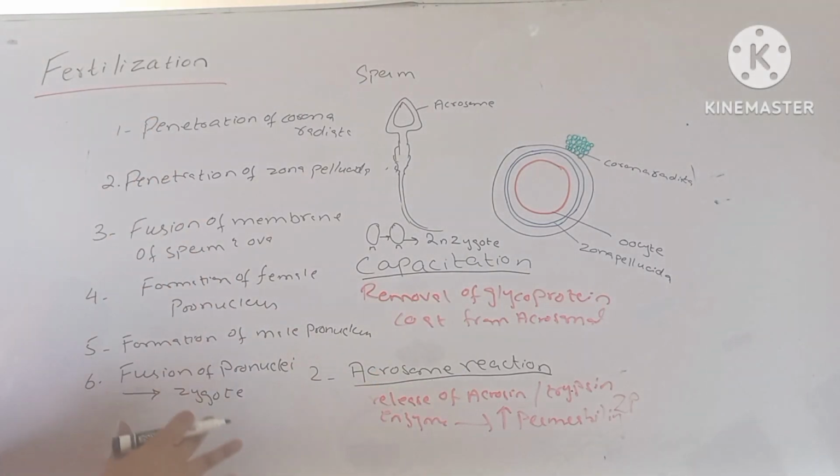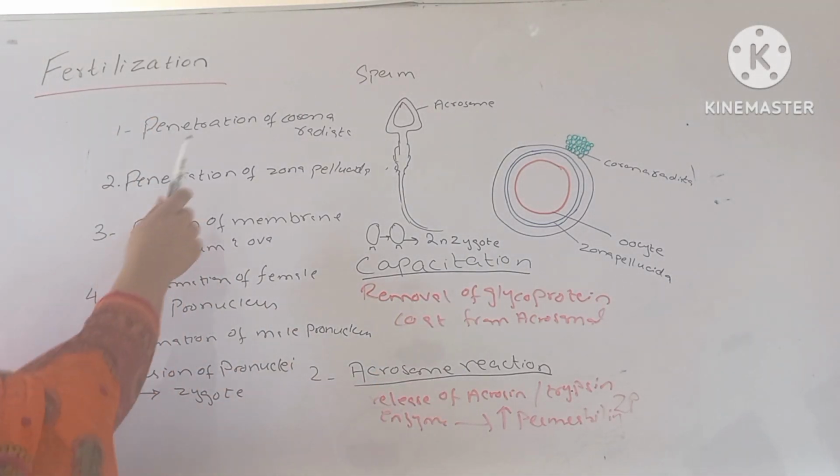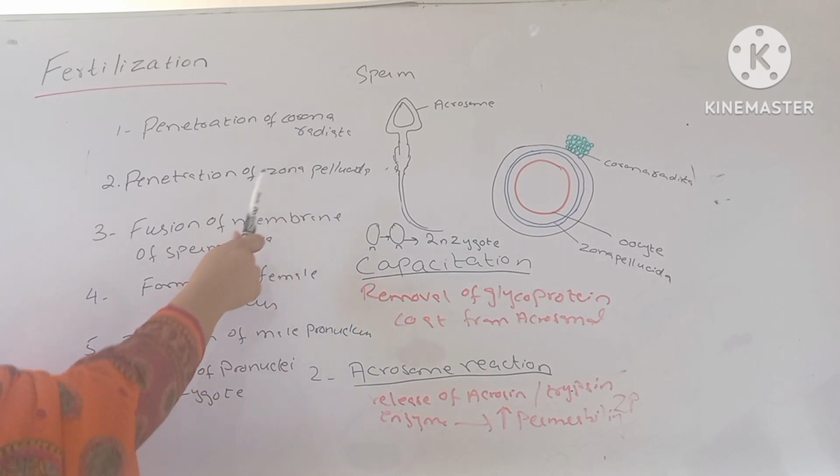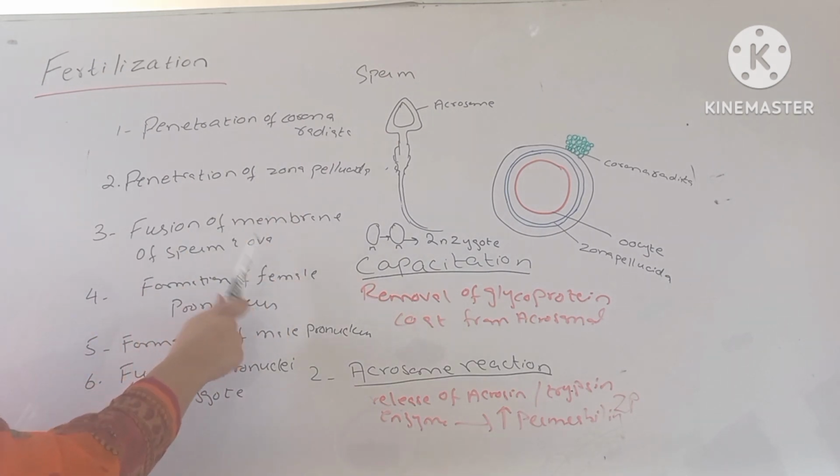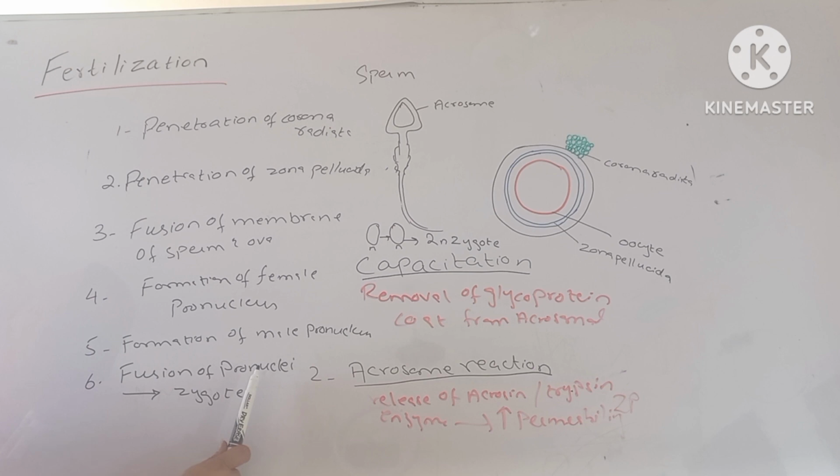So these are the steps of fertilization: penetration of the corona radiata, penetration of the zona pellucida, then fusion of the membranes of sperm and ova, formation of the female pronucleus, formation of the male pronucleus, and fusion of both pronuclei to form the zygote.